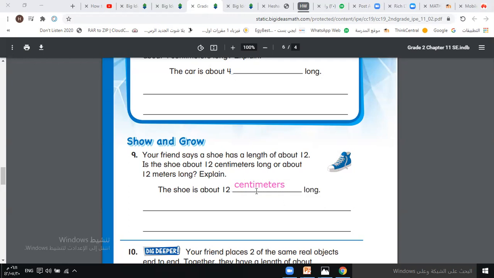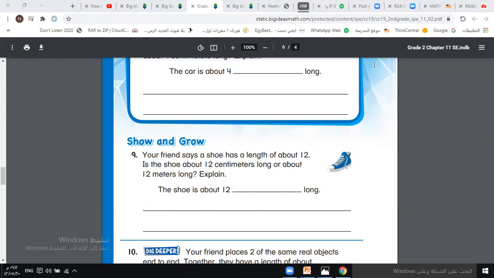Okay, so let's write here centimeters. Why centimeters? Because it's very short, or because it's short. Because it's short. Okay, now my dear students, let's answer question number 10. Please write here, because it's short. This shoe is short, so it can't be 12 meters. Now let's answer the next question.